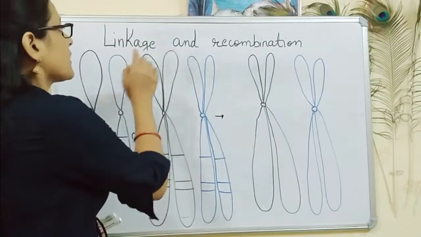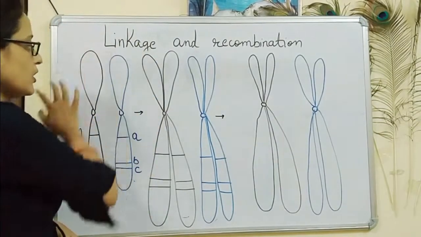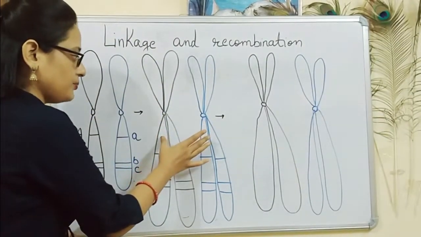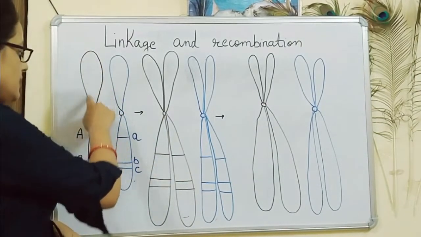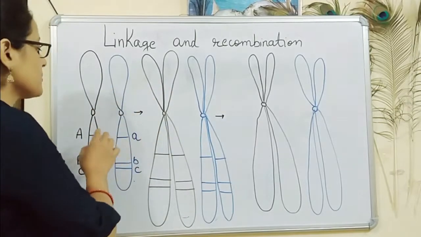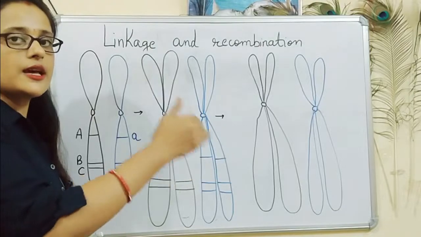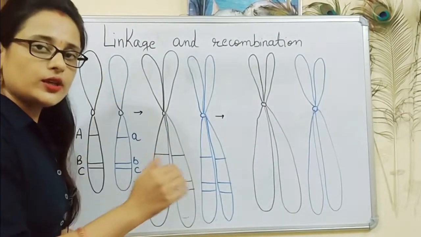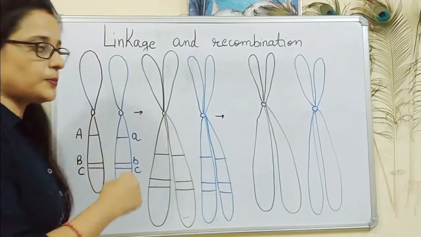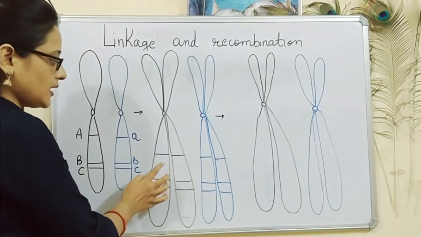Let's proceed. Let's suppose these two are the homologous chromosomes. This is a pair of homologous chromosomes. This is the picture after S phase, because this chromosome has one DNA which has undergone replication during S phase, as interphase takes place before meiosis 1 and interphase has G1, S and G2, and during S phase replication of DNA takes place. So this chromosome will have two molecules of DNA which are present in these two chromatids.